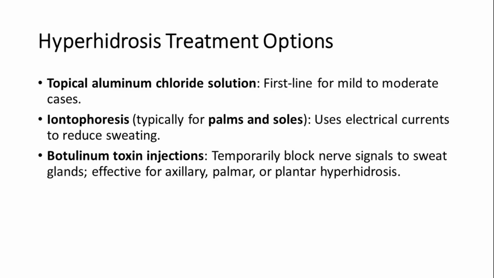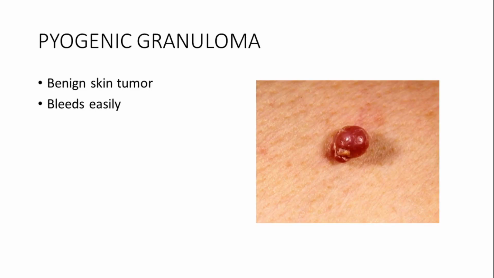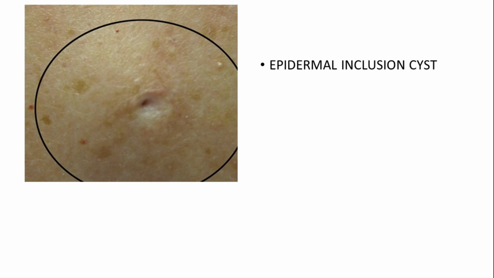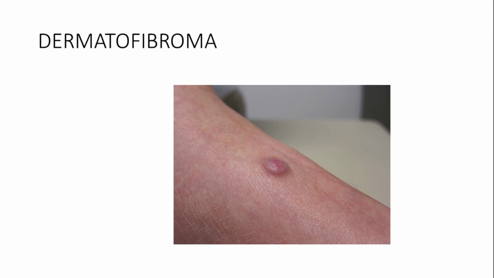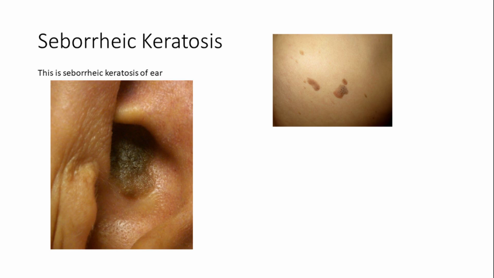Pyogenic granuloma is a benign skin tumor that bleeds easily, often appearing as a small reddish bump on the skin. An epidermal inclusion cyst is a small, benign bump under the skin, often filled with keratin. Dermatofibroma is a common benign skin growth that feels firm and is often found on the legs. Seborrheic keratosis is a common, non-cancerous skin growth that can appear anywhere on the body, including the ear.